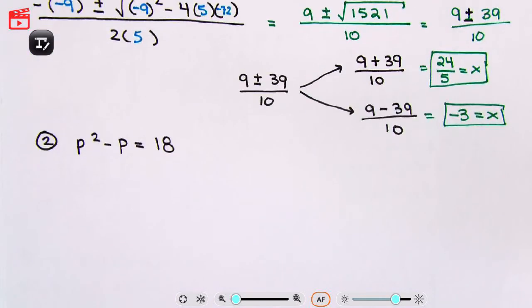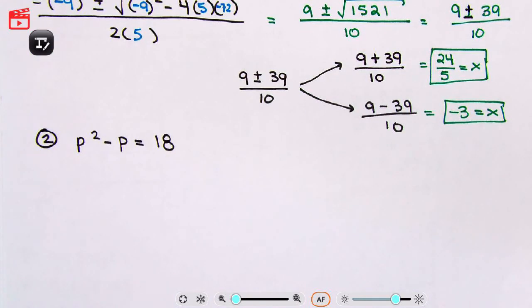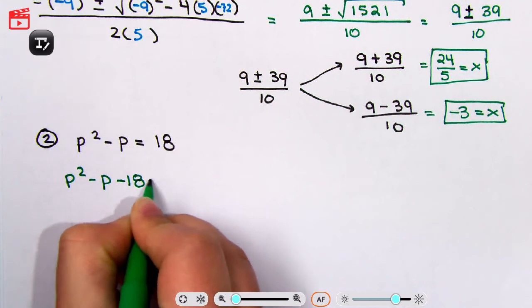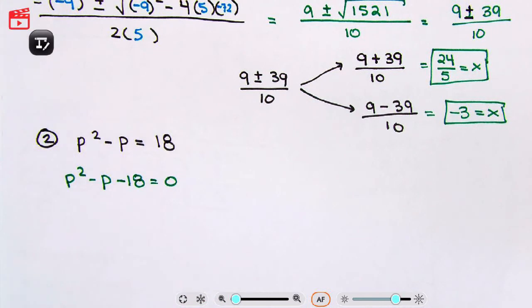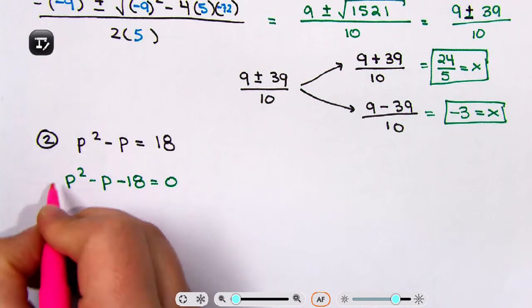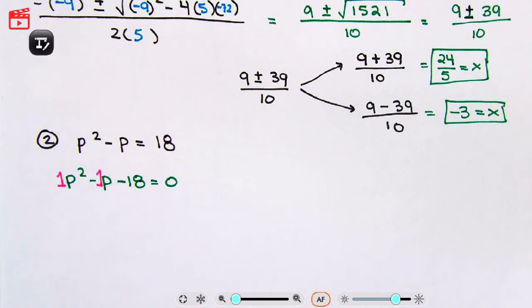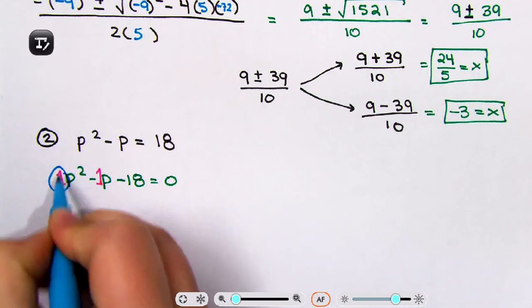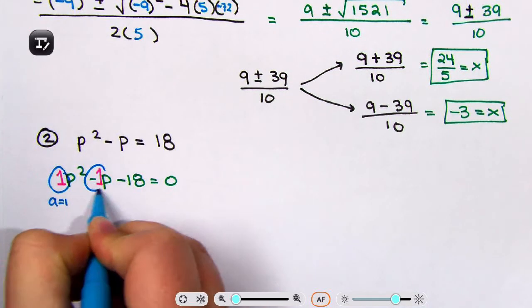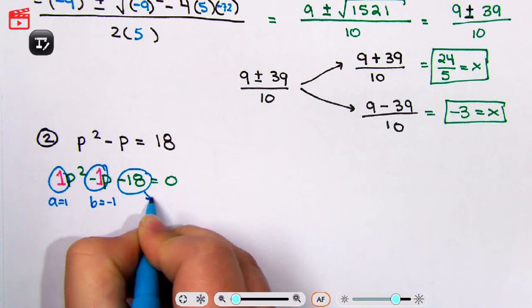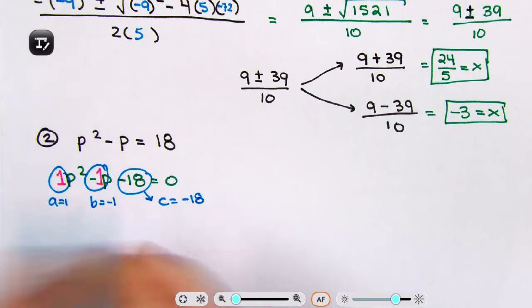Let's do this quadratic equation one more time. Again, notice that this is not in standard form, so you have to put it in standard form. So you have p squared minus p minus 18 is equal to 0. Identify your ABCs. Now notice there's nothing in front of p squared and there's nothing in front of p. When you don't have anything, that is equal to 1. So for your A value, A is 1. Your B value is -1. And your C is equal to -18.